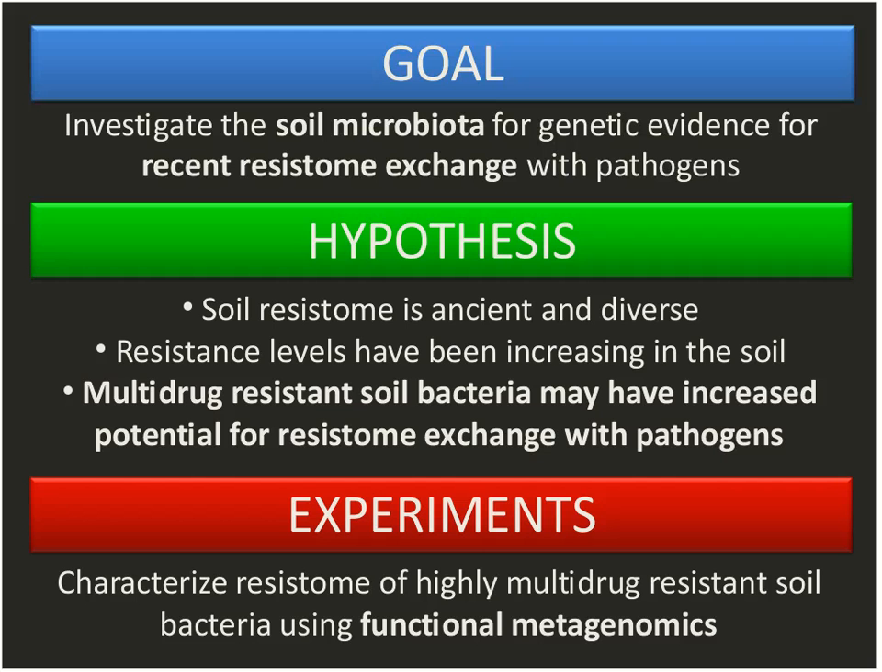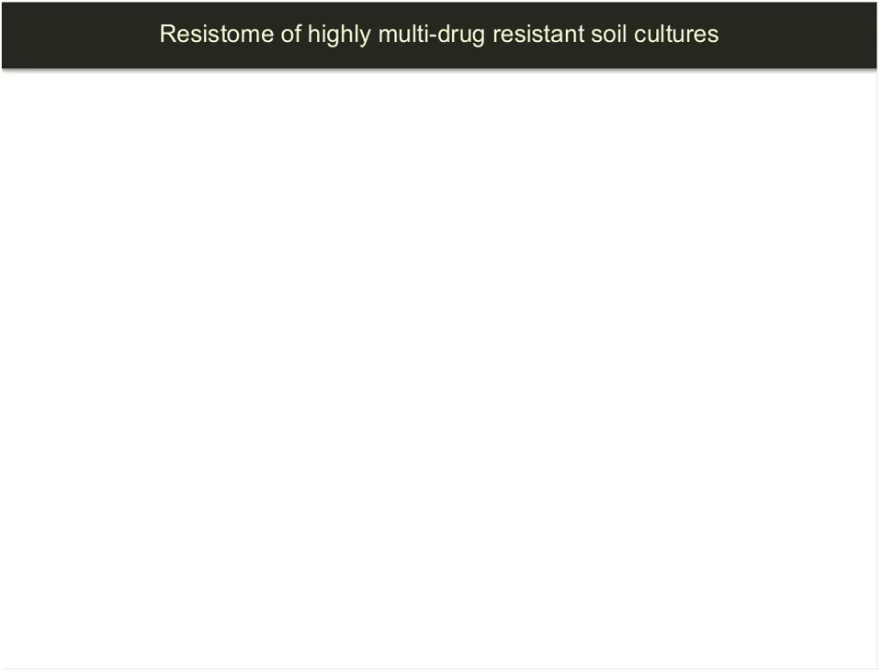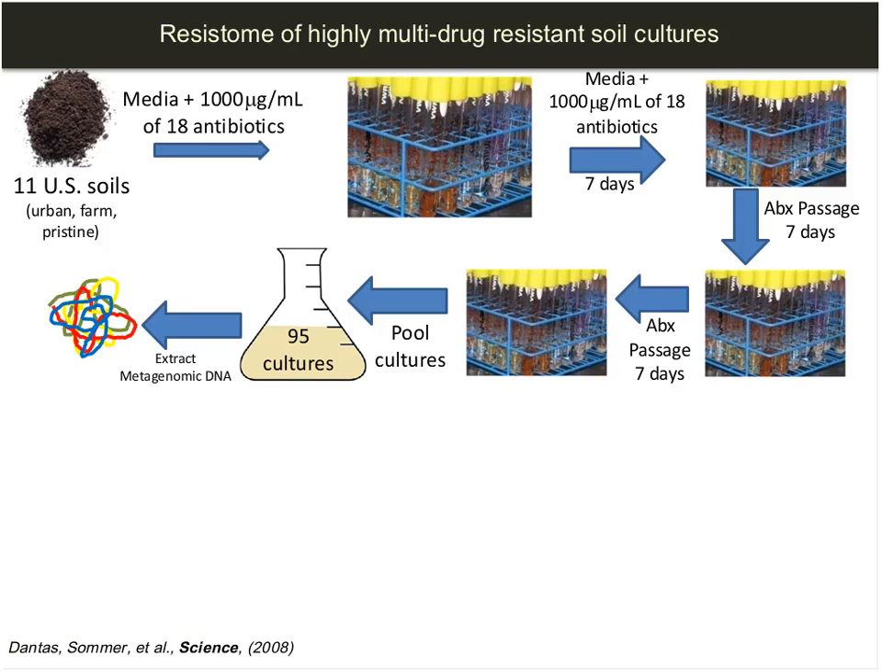And so our hypothesis then was to look for a specific fraction of the bugs that you might find in the soil, specifically multi-drug resistant organisms, and study their ability to exchange antibiotic resistance over recent timescales with pathogens, again applying functional metagenomics. And so we did that. Fortunately, we were able to repurpose an earlier study where we had isolated such bacteria that were extremely drug resistant. The details are already published.